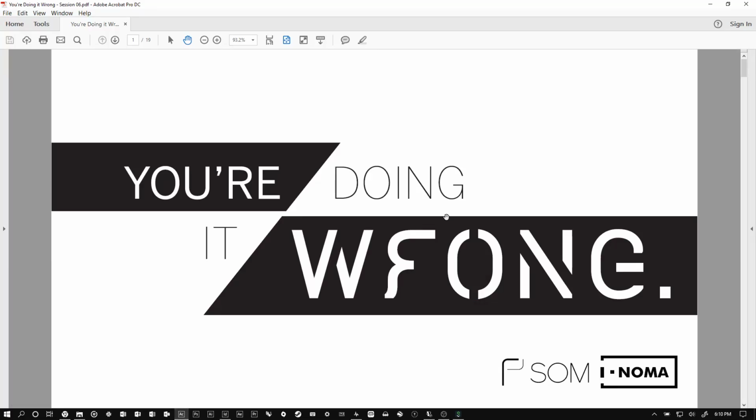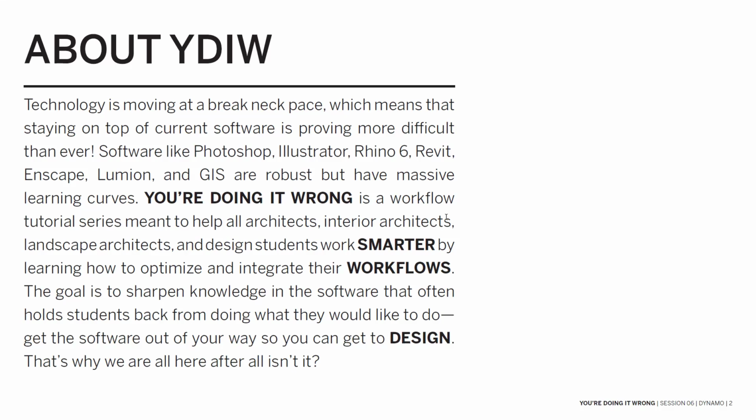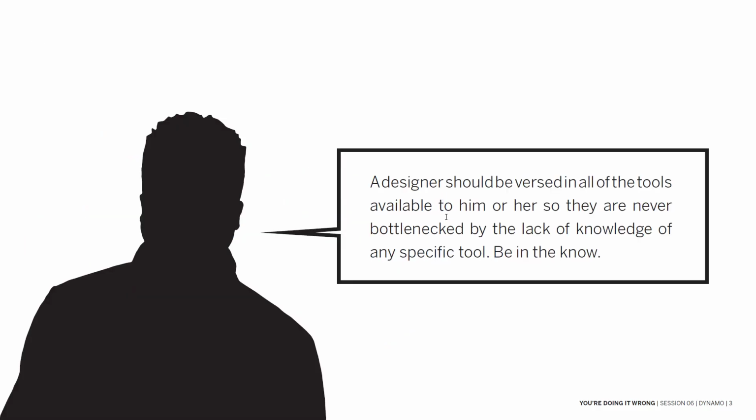All right, so what is You're Doing It Wrong? You're Doing It Wrong is a tutorial series designed to help designers learn not only new workflows, but how to optimize their existing workflows in software, because technology moves very quickly and it's important to work smarter and not harder. I believe that every designer should be versed in all tools available to them, so they are never bottlenecked by the lack of knowledge of any specific tool. So it's important to be in the know.